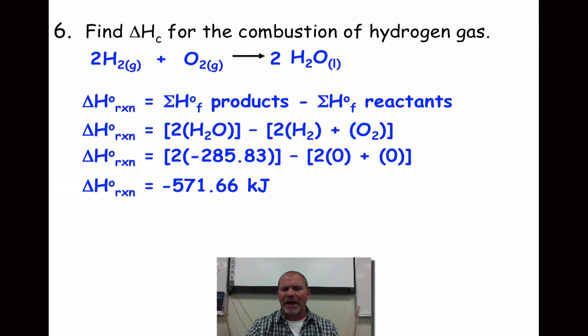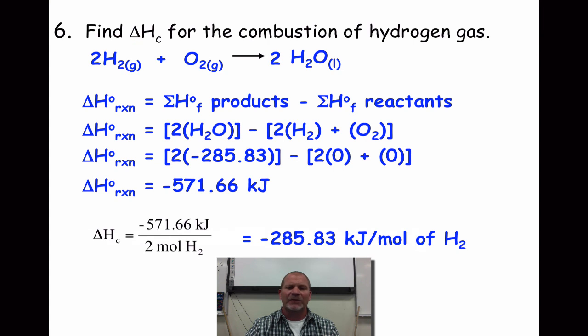That's just the heat of the whole reaction in kilojoules, but I want to now get specific. Combustion of hydrogen. So I look only at hydrogen. My H2 is a gas, in my balanced chemical equation I have 2 moles of that, so I divide by 2 and end up with negative 285.83 kilojoule per mole of hydrogen.